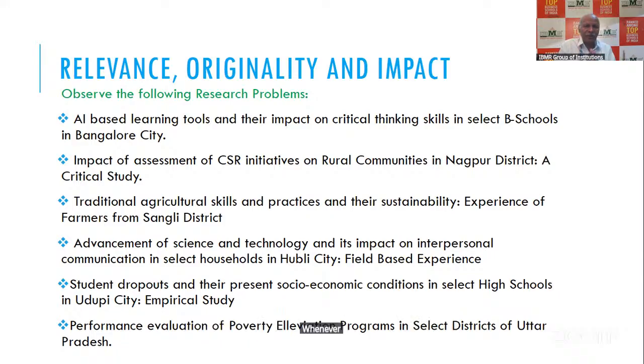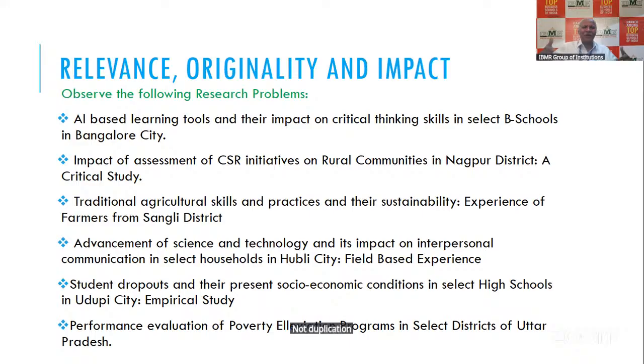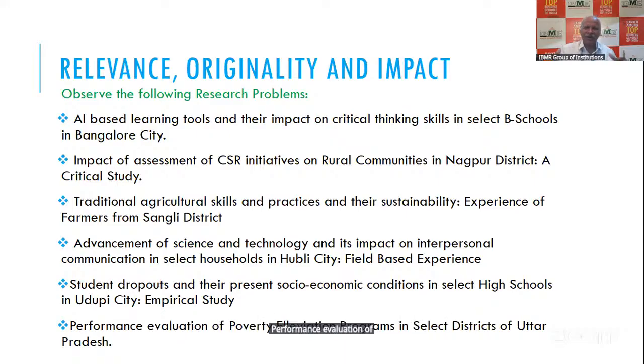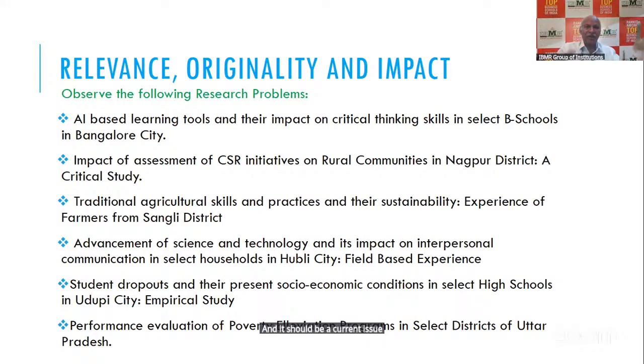Whenever you choose any research problem, it should be relevant. It should be a current issue, of current relevance. And it should be original, not duplication. For example, performance of banks, customer satisfaction in response to online services. Everybody has done customer satisfaction studies, N number, and performance evaluation studies, N number. If I take another similar study, it is a kind of duplication. An original study means it should be different, unique from previous studies, and it should be a current, burning issue.